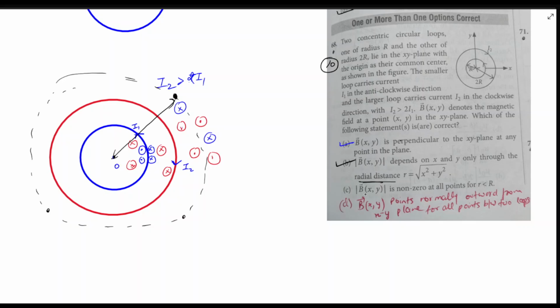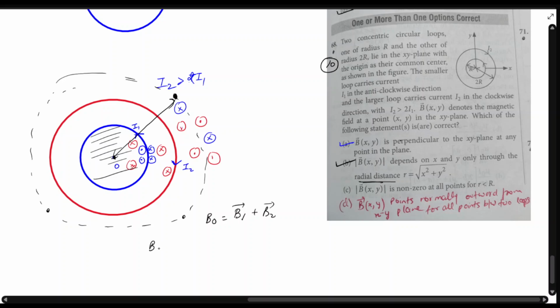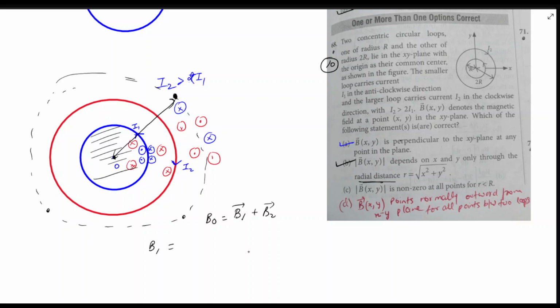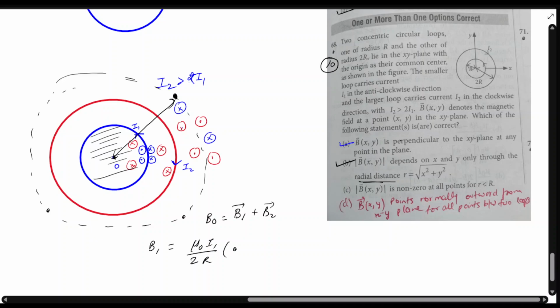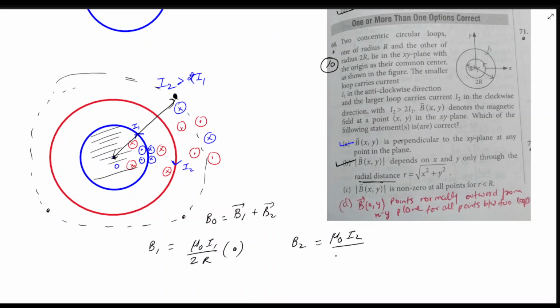Now let's move on to C option. We have B(x,y) is non-zero at all the points for r less than R. So in this region we are talking about. Let's first find the magnetic field at O. Magnetic field at O is due to I1, so it will be B1, and magnetic field will be due to I2, B2. So let's first find B1. It will be out of the plane, right? It will be mu naught I1 divided by 2R, right? And B2 will be mu naught I2 upon 2 into 2R. It will be in the z direction, right?